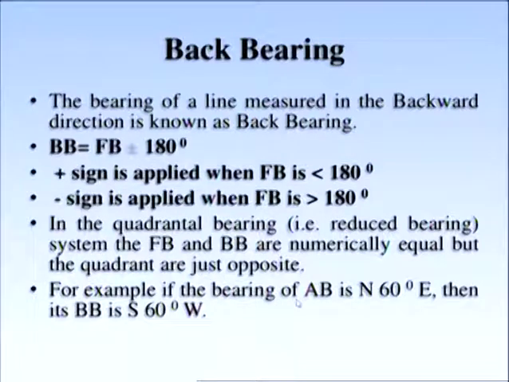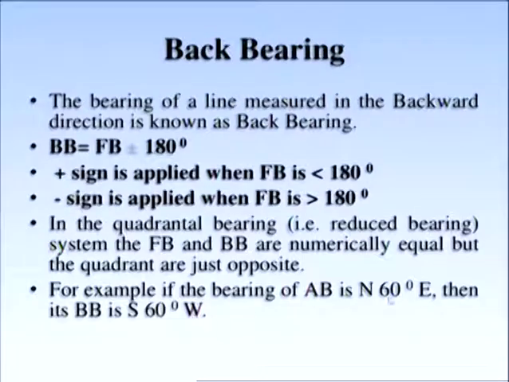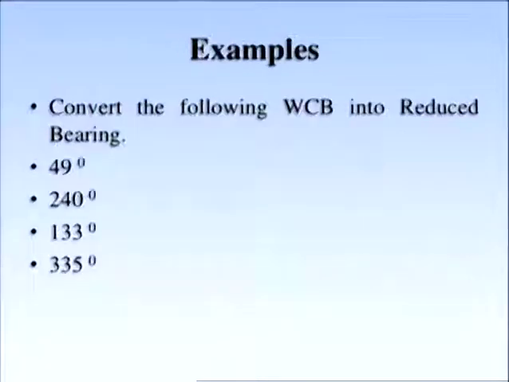For example, if the bearing of AB is north 60 degree east, and this reduced bearing is given to you and you want to find the back bearing, then simply instead of north, you put south. The value is the same, and instead of east, you put west. So directly you will get the fore bearing to back bearing and back bearing to fore bearing. It is very easy to calculate, because you simply change the words: north to south or south to north, east to west and west to east.